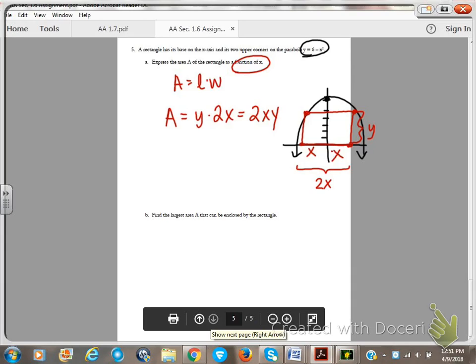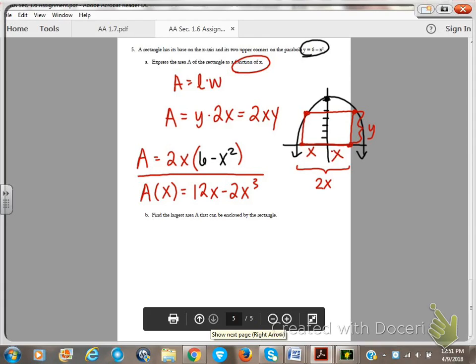And we'll replace y with this 6 minus x squared. So our equation is going to look like A equals 2x times 6 minus x squared. And you can leave it like that, that's fine, or you can write A of x equals 12x minus 2x cubed. X is the only variable in your equation, so you're done. On part B, find the largest area that can be enclosed by the rectangle.